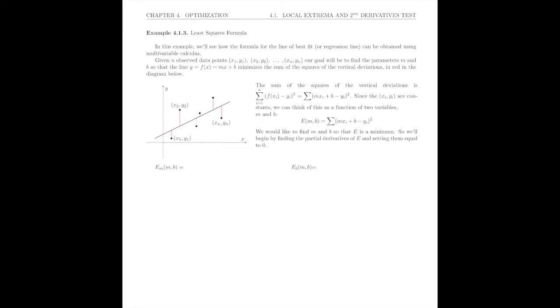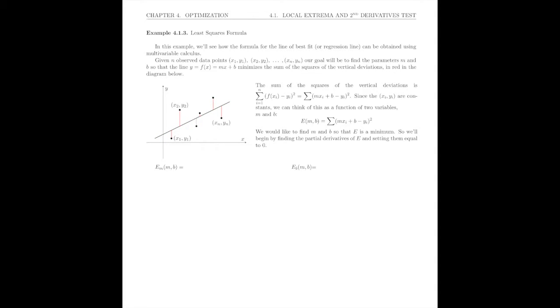So the idea here is that we have n observation points, x1, y1, up through xn, yn, and the goal is going to be to find parameters m, which is the slope, and b, the y-intercept, so that the line y, which is f of x, is mx plus b, this line here, minimizes the sum of the squares of the vertical deviations, which are these distances here. So the vertical distances from the point, the sum of all of these distances to the line of best fit must be as small as possible.